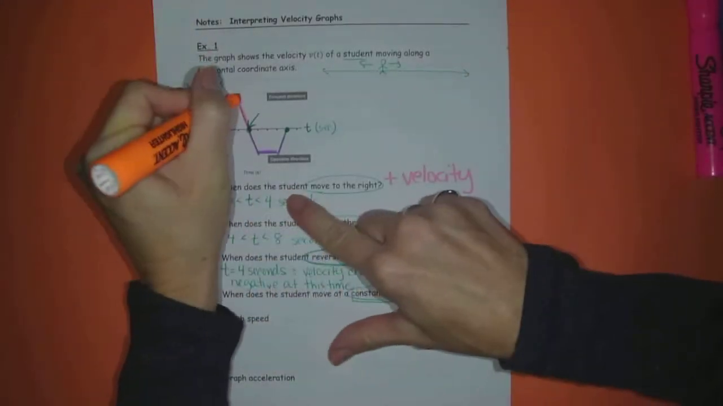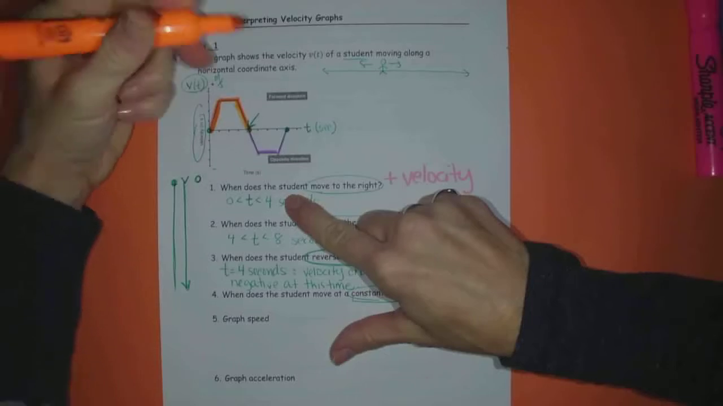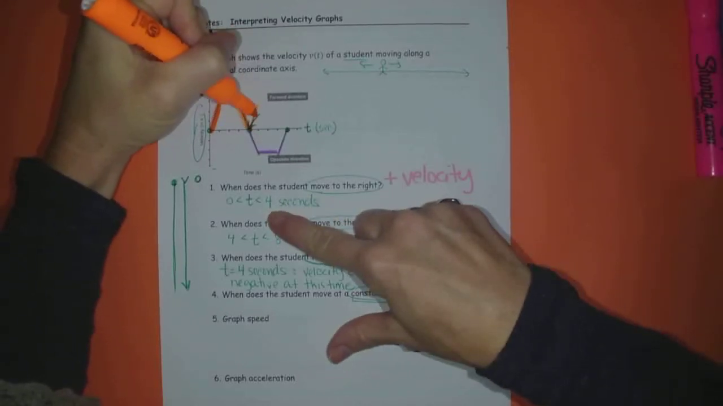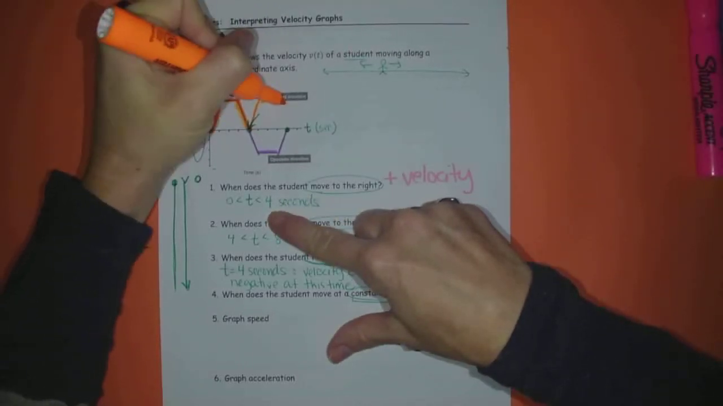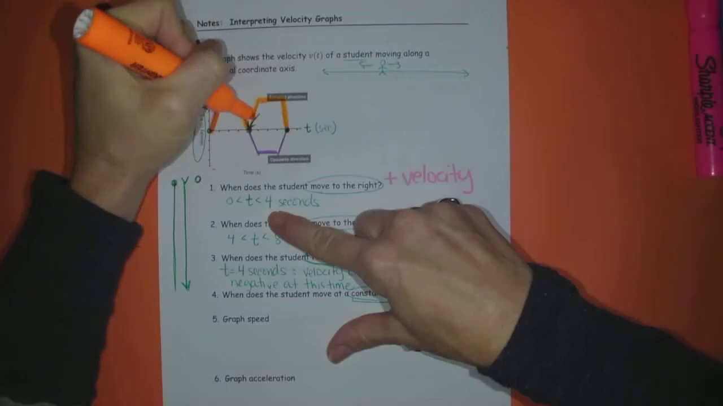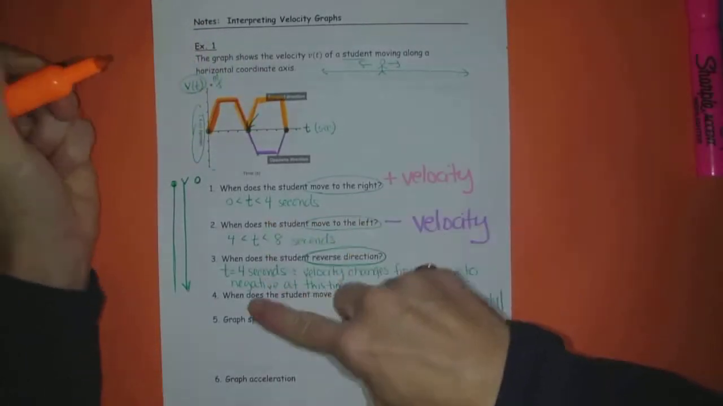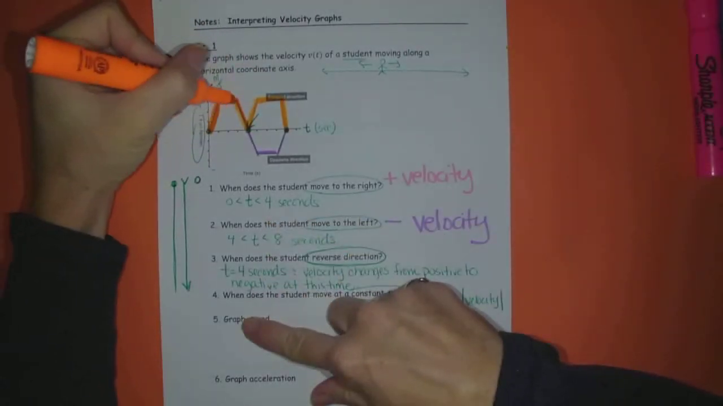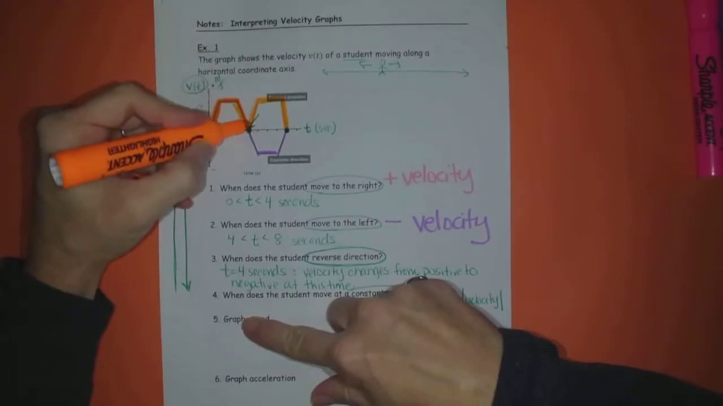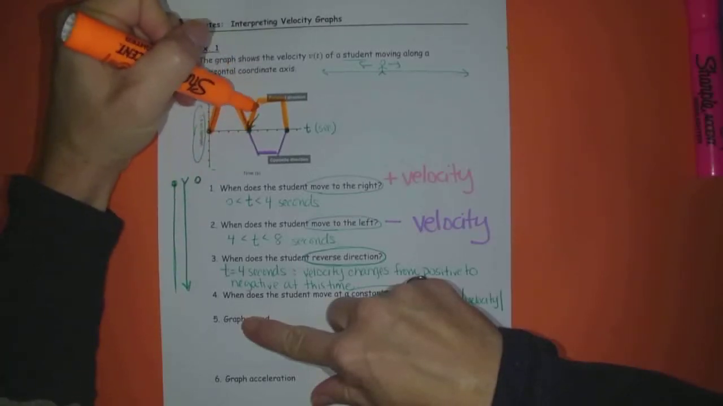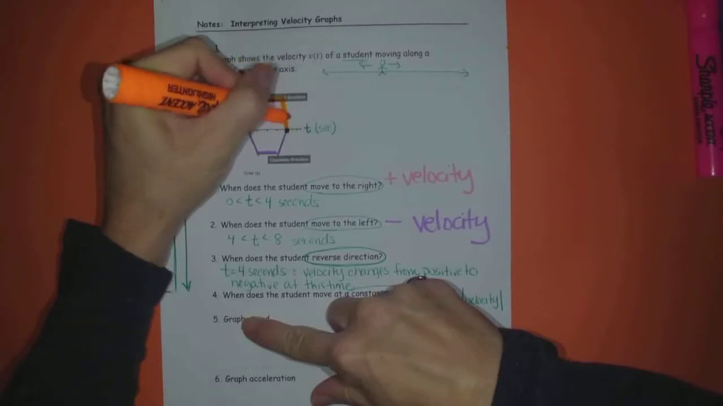So speed, I'm going to go over with my orange highlighter. All this would stay, and now this would reflect upward. So the orange would be my speed graph. So I'm speeding up, staying constant, slowing down. Speeding up, staying constant, slowing down.